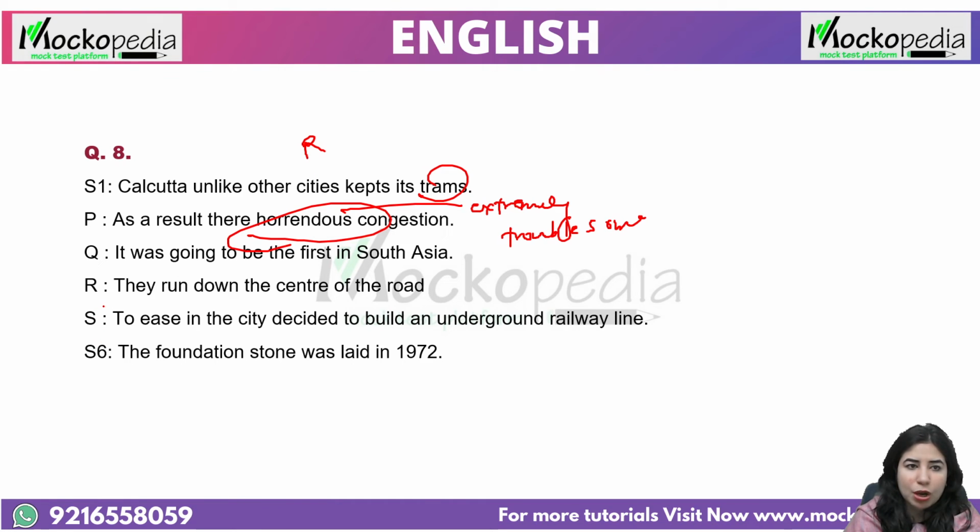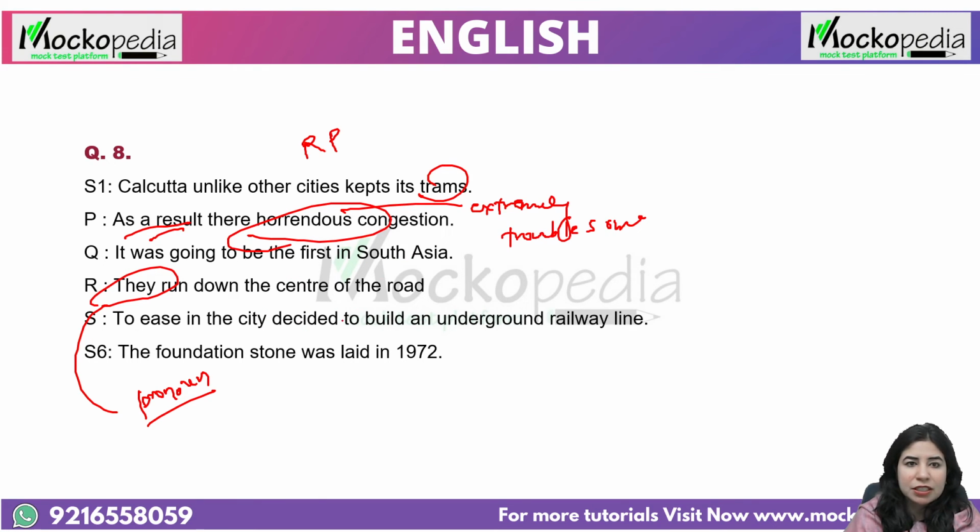So here we took a pronoun clue that they is a pronoun, and we need to find an antecedent, and there is no antecedent that is fitting except trams, right? Now, as a result, there is horrendous congestion. So they are running in the middle of the road, and then there is a problem created. That problem is being discussed by P. As a result is again another thing that tells you that we are talking about an outcome. Now, there's a problem that has occurred, and to ease it, the city decided to build an underground railway line. It was going to be the first in South Asia.